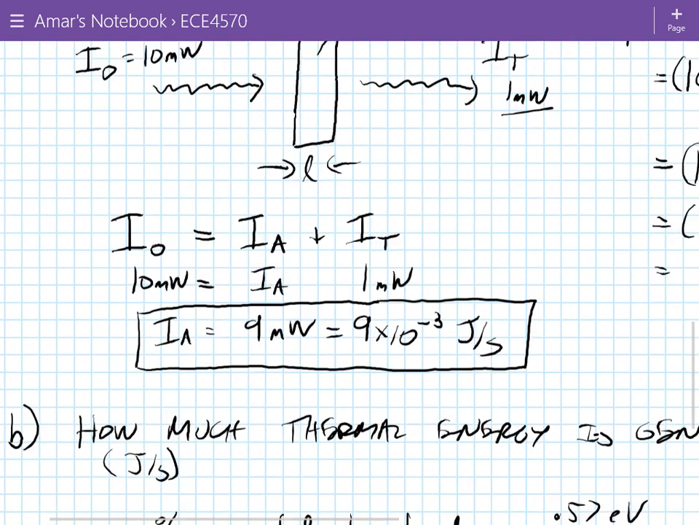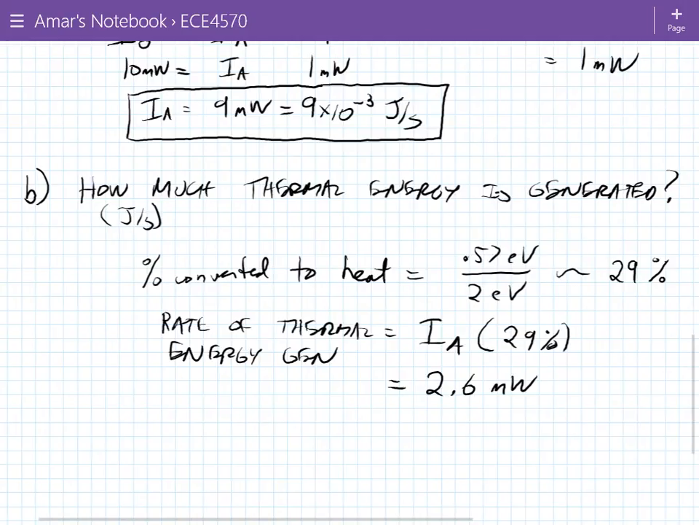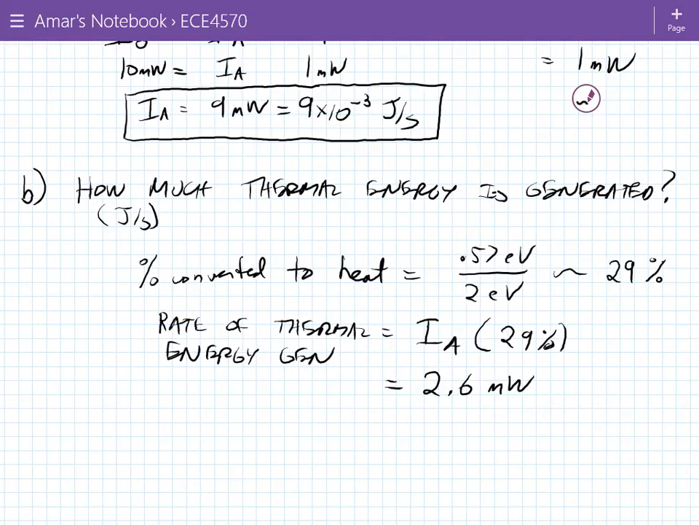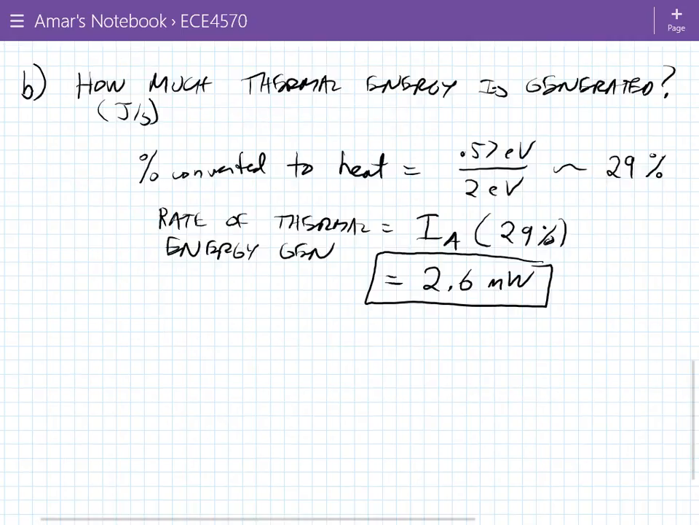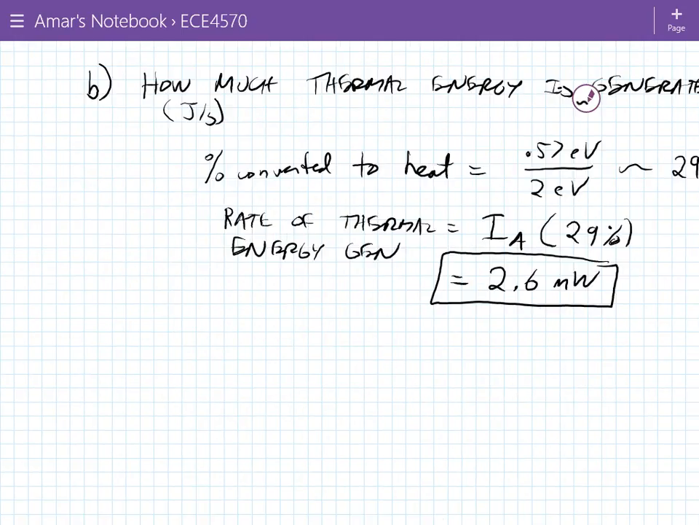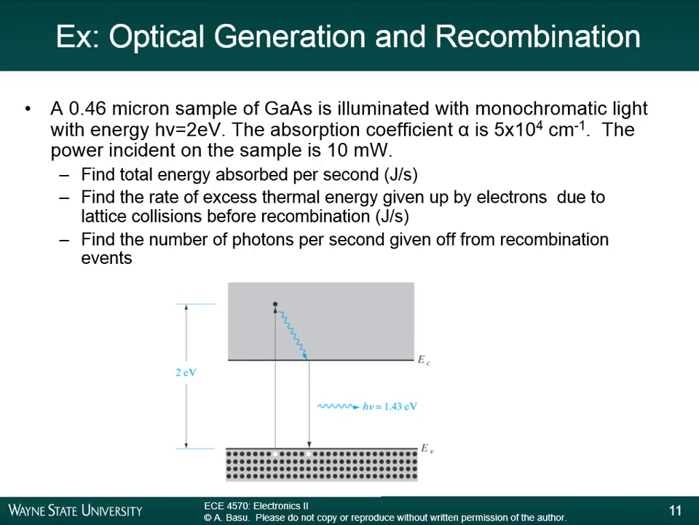All right, so the answer to part B is 2.6 milliwatts. So let's box that there. And part C has to do with the light generation. Now, part C is actually asking us to go one step further than that. Find the number of photons per second given off from recombination events. So it's asking in terms of the number of photons per second.